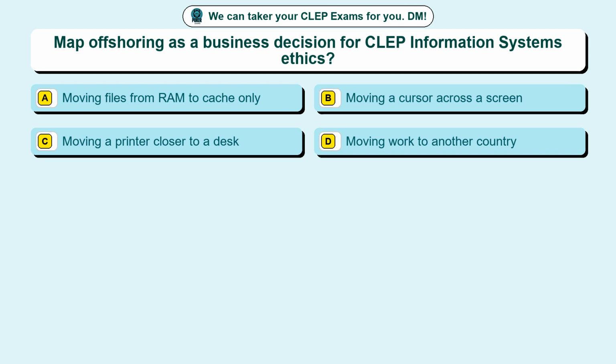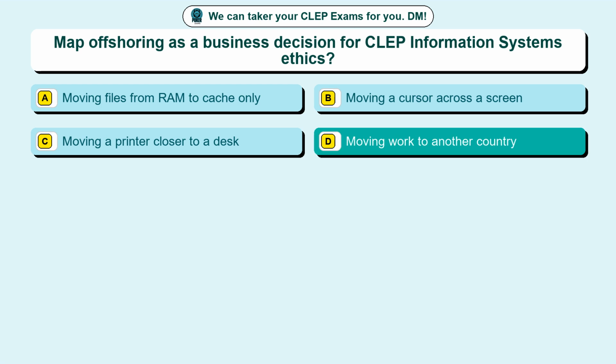Question 97. Map offshoring as a business decision for CLEP Information Systems ethics. Option A. Moving files from RAM to cache only. Option B. Moving a cursor across a screen. Option C. Moving a printer closer to a desk. Option D. Moving work to another country. The correct answer is option D. Moving work to another country.